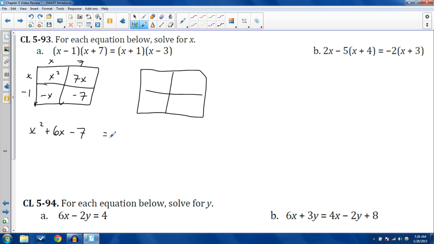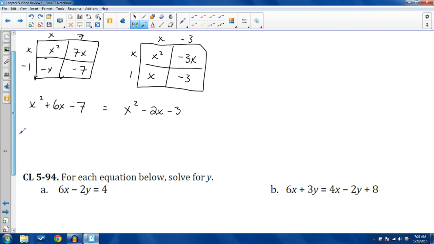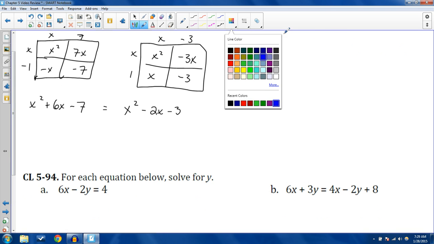Okay. I need something else on this side now. I have x plus 1 times x minus 3. So we'll have x times x, which is x squared. X times 1, which is x. X times negative 3 is negative 3x, and negative 3 times 1 is negative 3. So now we have x squared, negative 3x plus 1x is negative 2x, and then minus 3. So we've accomplished step 1. We've simplified this equation. Now let's go on to step 2.